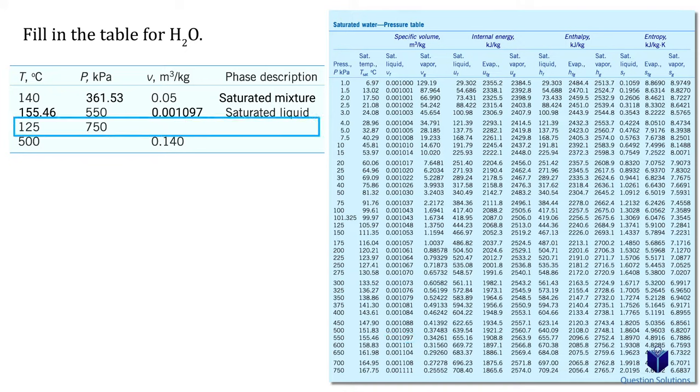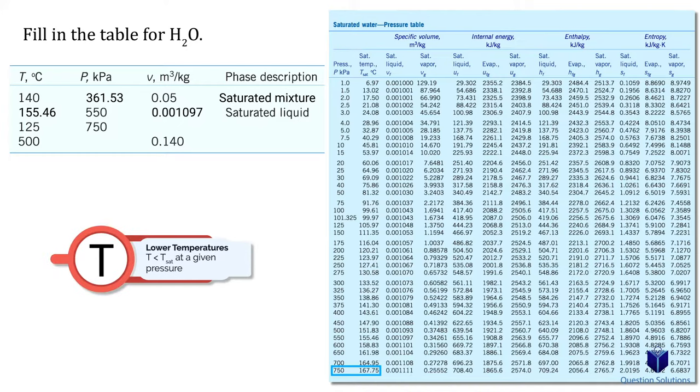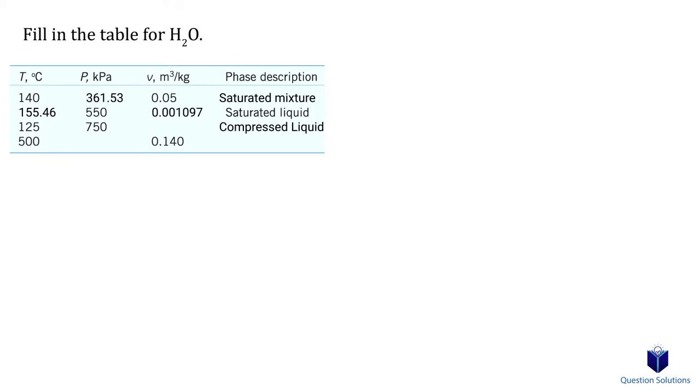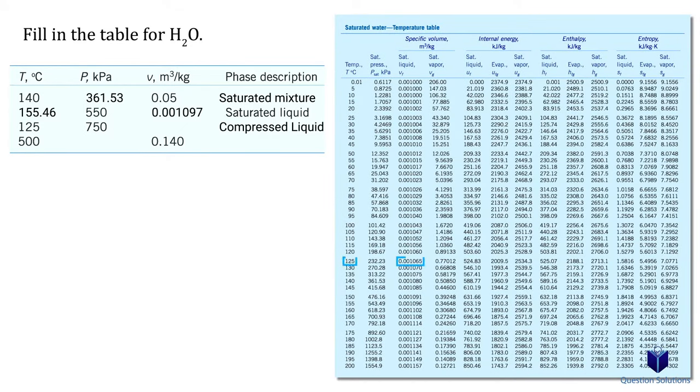Next, the third row. We're given the temperature and pressure. I'm going to look at the pressure table for saturated water. We see that at 750 kilopascals, the saturated temperature is 167.75 degrees Celsius. But notice, our temperature is less than the saturated temperature. That means this is a compressed liquid. When it comes to compressed liquids, we treat it as a saturated liquid at the given temperature. So let's take a look at the temperature table. At 125 degrees Celsius, our saturated liquid specific volume is right here, so let's fill it in.